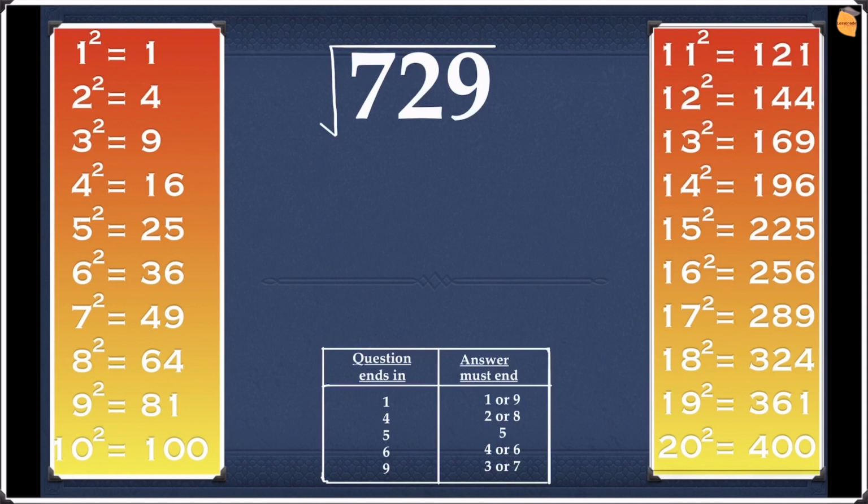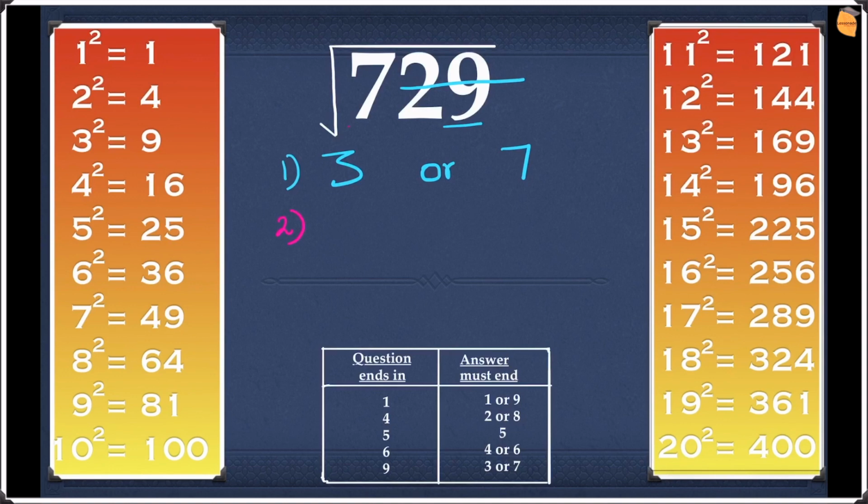Okay, so our first step is to look at what number our question ends in. As you could see, our question ends in 9. So the answer must end in 3 or 7. So write the 3 and the 7. Okay, now let's cross out the last two digits and go on to the second step.